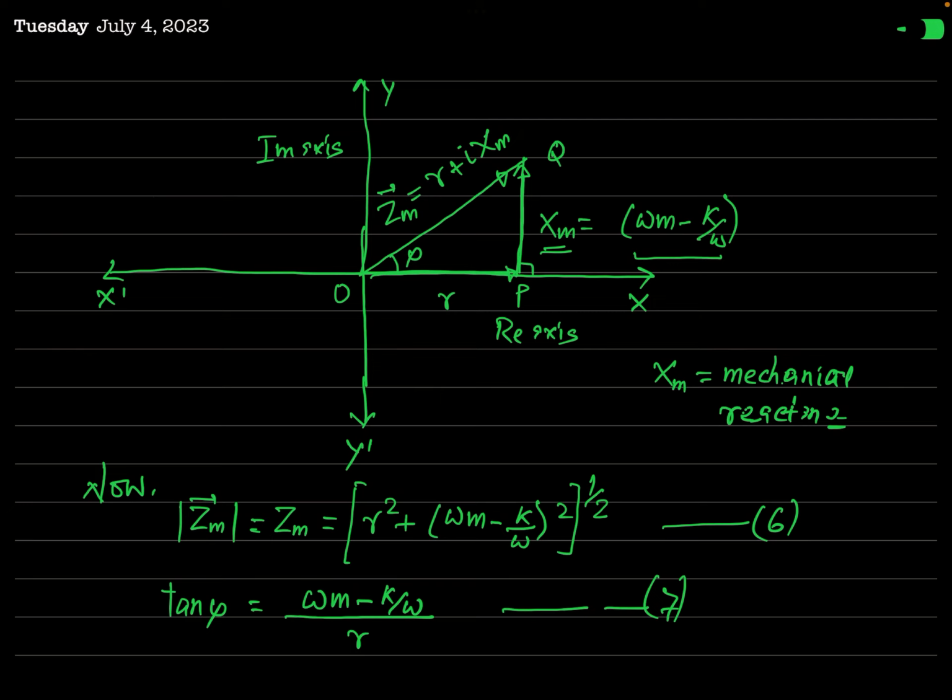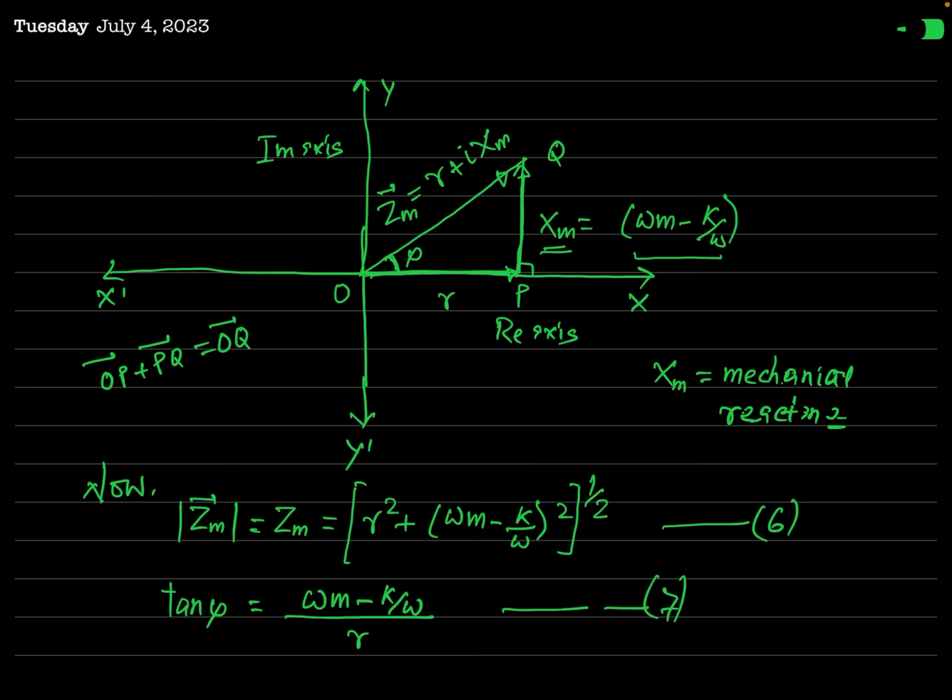Okay. And from the triangle law of addition, this vector OP plus PQ will be equal to what? This is equal to OQ. And so this R plus i omega m minus k by omega, this is Zm. And so this line OQ represents Zm. And we consider that this angle is phi. Actually, this is the measure of the phase of the impedance.